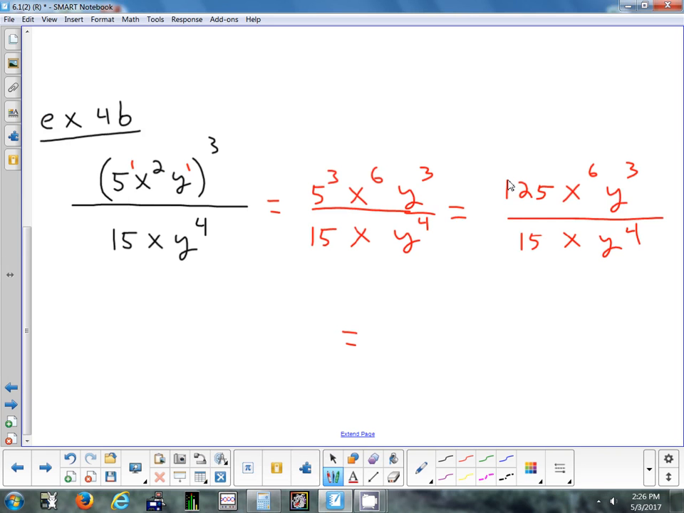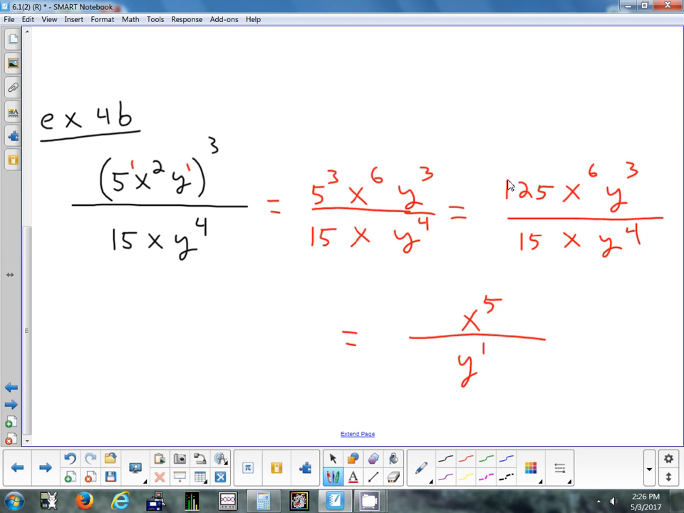Okay. What should I deal with next? I have 3 things I need to deal with, 3 columns. Let's deal with the x's. What's going to be my x in the final answer? X what? X to the fifth? In the top. Good, I like it. What about my y's? Y, they're going to be in the bottom in what power? 1. Yep, y to the first.